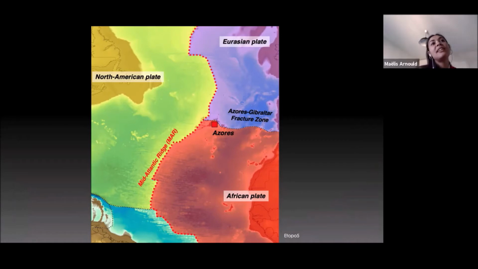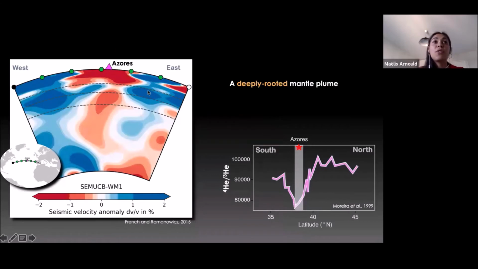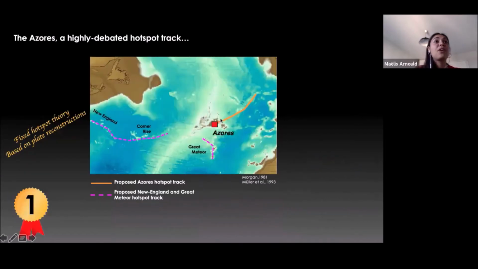The Azores Plateau is located in the Atlantic Ocean along the Mid-Atlantic ridge. And it's located at the triple junction between the African plate, the European, and the North American plate. And if you look at seismic tomography or helium ratio, what you see is that there's some anomaly that is often related to a deeply rooted plume origin. And so the past evolution of this plume and its associated hotspot tracks are still quite debated.